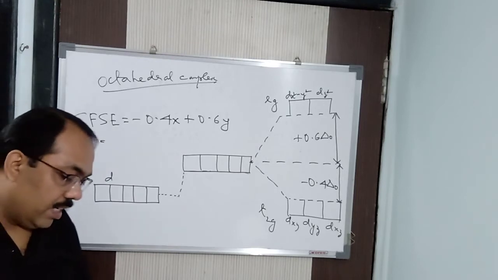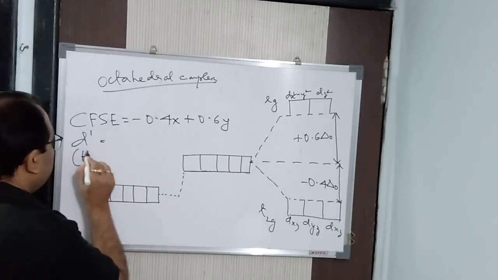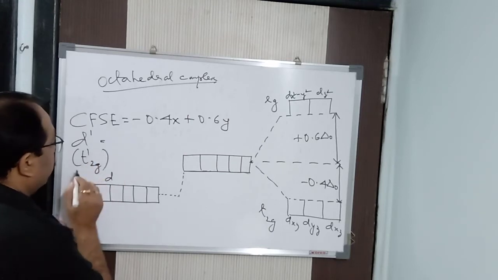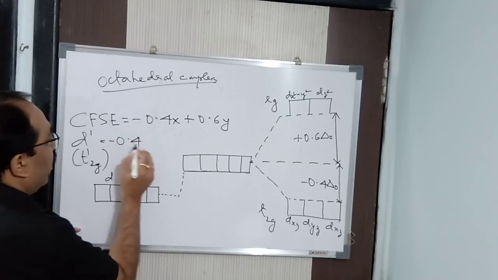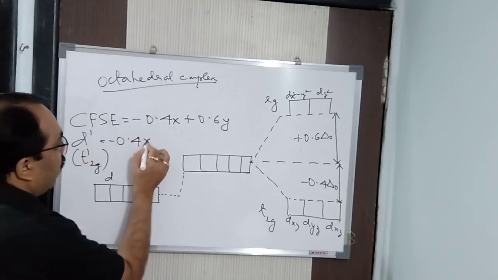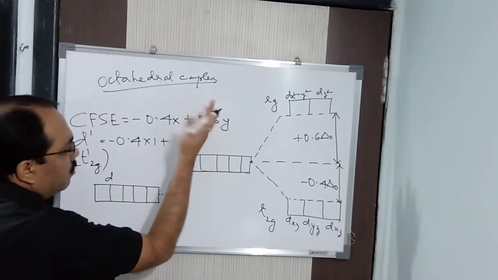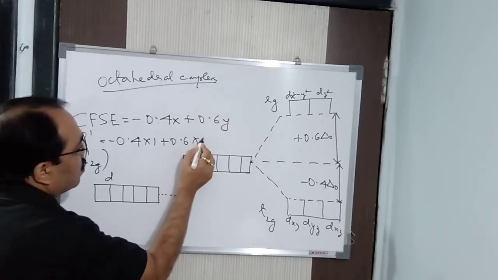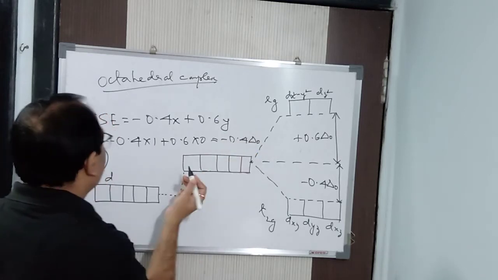So when I take D1 configuration, I should write it here, that is T2G1, because first electron will go here. So how many electrons here? X is 1. So the number of electrons going to EG is 0. So it will be 0.6 into 0. So how much is the answer we got? Minus 0.4 triangle knot. Got it?